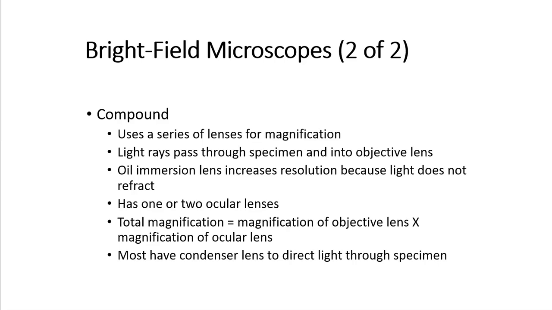The 100x is an oil immersion lens, and oil immersion means it has to be in oil. So there will be a drop of oil placed on the slide, and then the oil immersion lens will move into that, and that gives you your 100x magnification. Usually you have 1 or 2 ocular lenses, the lenses in your eyepieces. Most microscopes that we use are binocular.